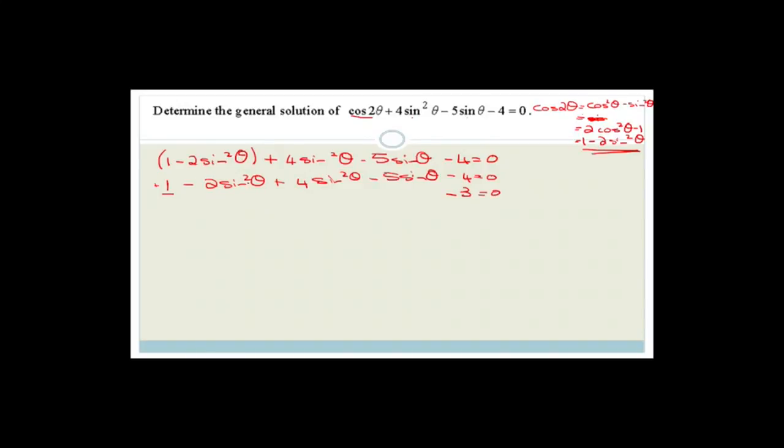And this is minus 2 sine squared theta, and this is plus 4 sine squared theta. So do you agree that that becomes the same as saying 2 sine squared theta? And then we're left with minus 5 sine theta.